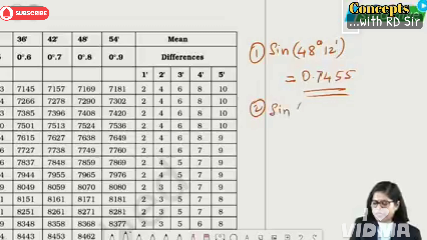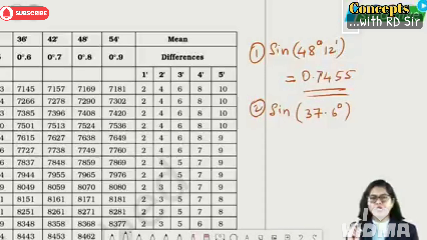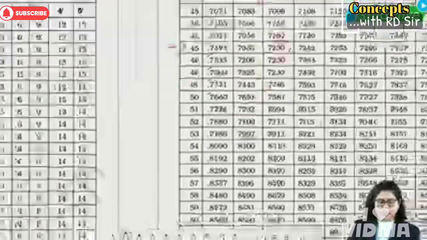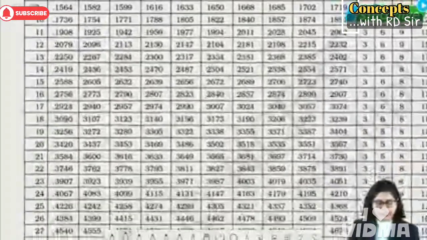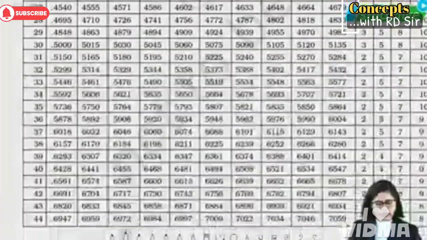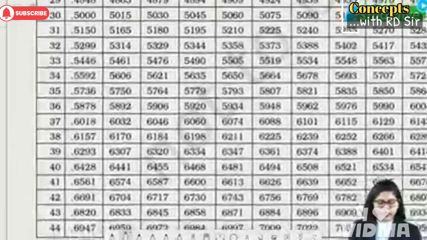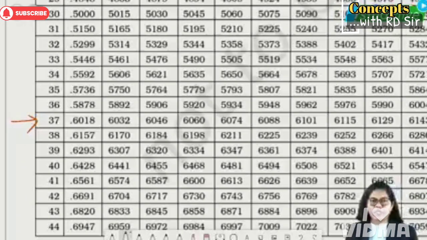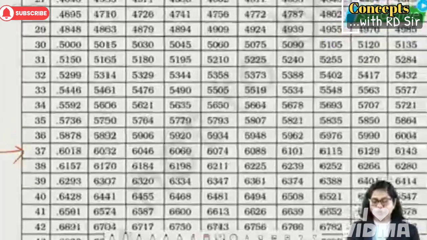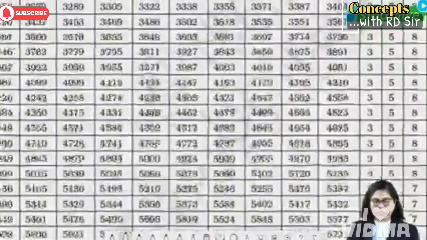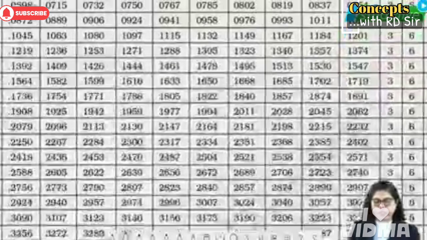Suppose it is sine of 37.6 degrees. Like this it is written, not in minutes, 37.6 degrees. Okay, now let us check that. So I am going to search for 37 degrees and then 0.6 degrees. Now 37 degrees, of course, is not in this table. Here we will see 37 degrees. Okay, getting here 37 degrees. This is the 37 degrees, and which value was it? 0.6, right? So 0.6 on the top we are going to check.